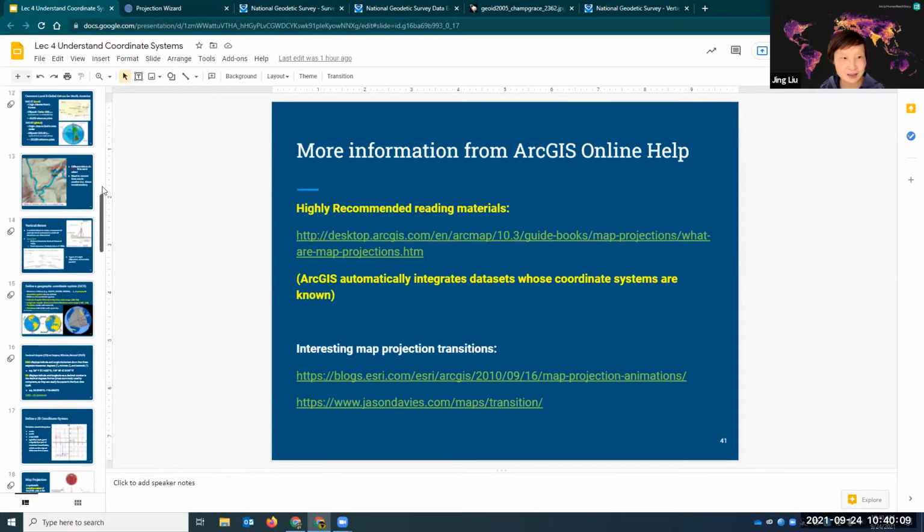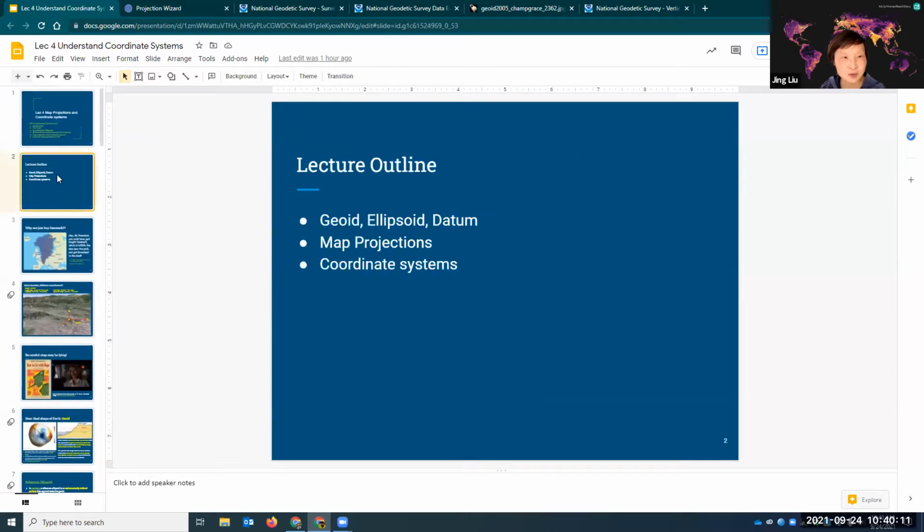Let me go back to summarize. Here, the geoid is an ugly potato. We use an ellipsoid and datum to approximate it. Put that datum together, and then you can define your longitude and latitude, the 3D coordinate system. And then you apply map projection. You can convert that 3D globe to a 2D surface, and you can define your 2D coordinate system from there.